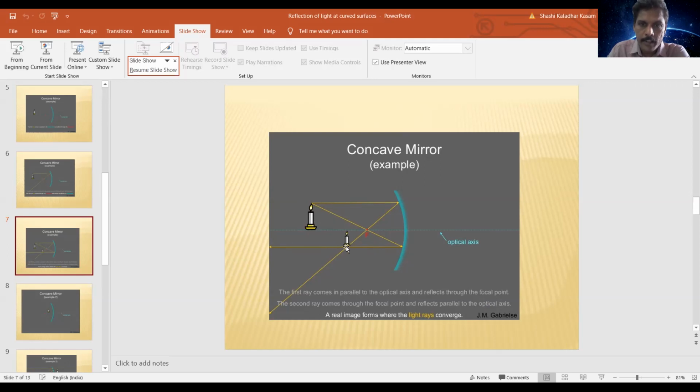These two rays meet at a point. This is the location of the image. See here, this is the object, this is the image. So, to locate the image position, the minimum number of rays required is 2 rays. We can also take more than 2, but 2 is somewhat clearer to understand. That's why we have taken 2 rays.